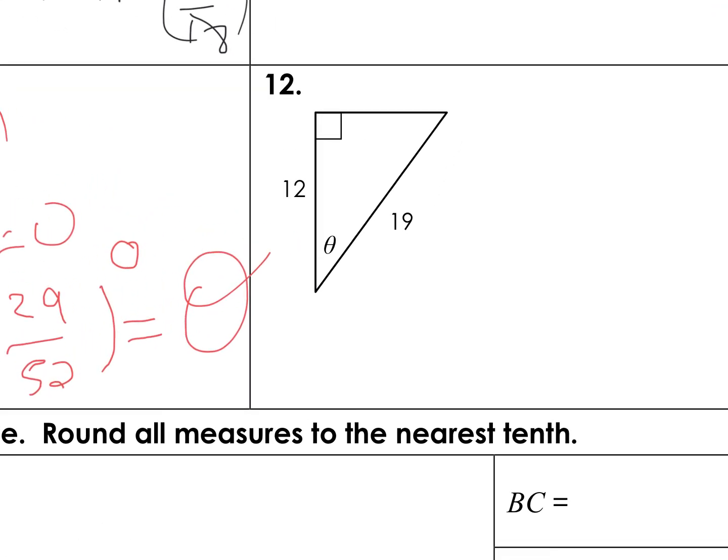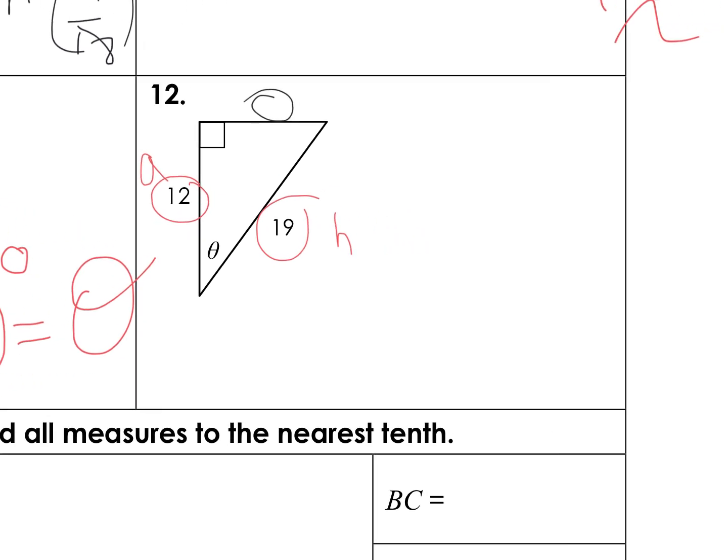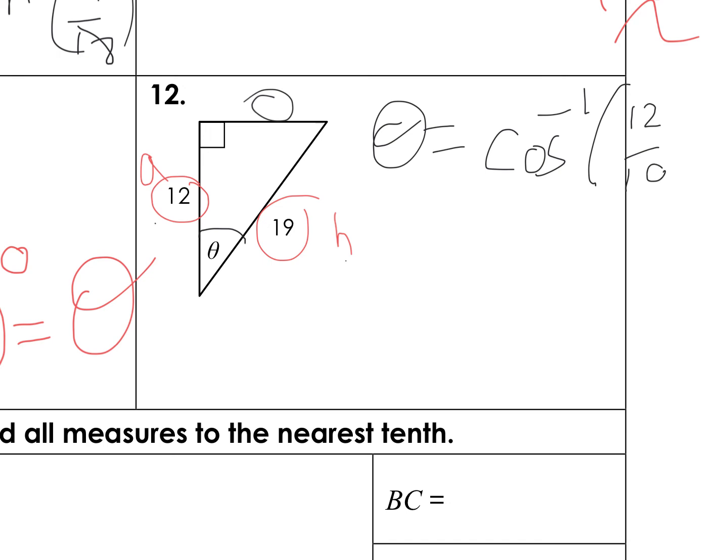Look at number 12. I have the adjacent and hypotenuse. What do I not have? I do not have the opposite side. Therefore, adjacent and hypotenuse in relationship to this angle would be a cosine. So I know theta will be inverse cosine of adjacent over hypotenuse.